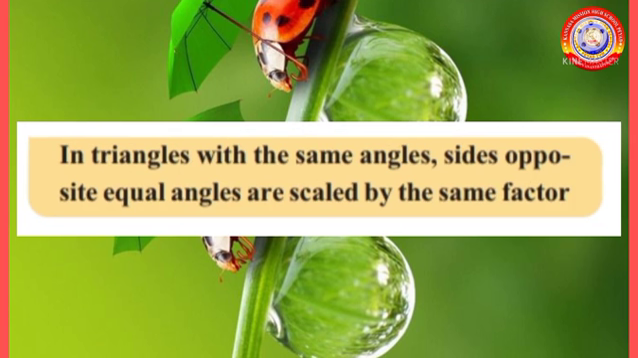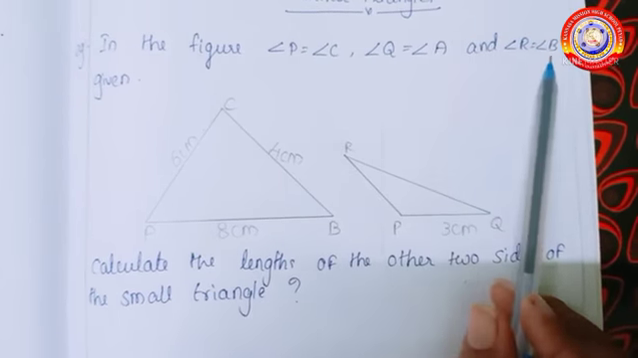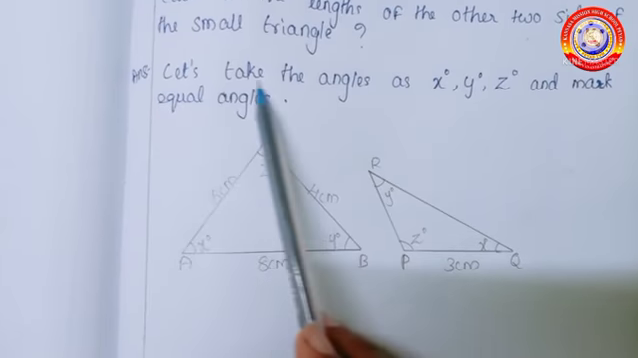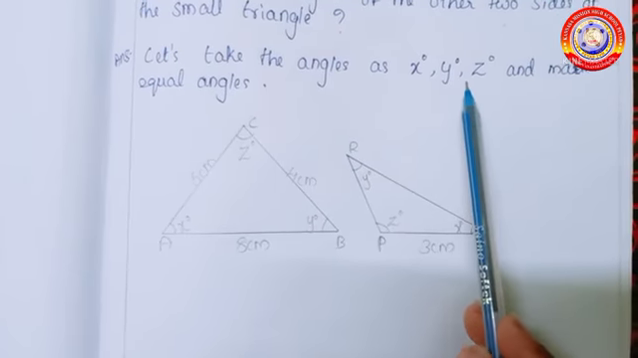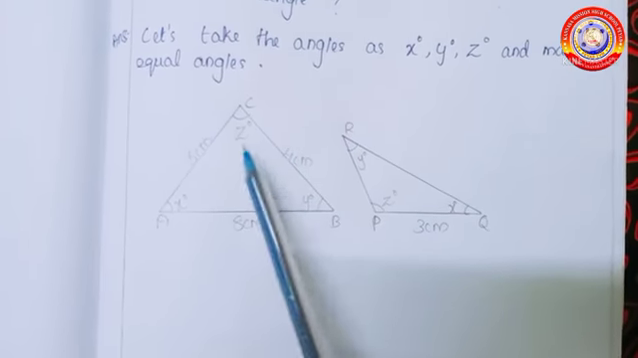Okay children, let's do an example. In the figure, angle P is equal to angle C, angle Q is equal to angle A and angle R is equal to angle B is given. Calculate the lengths of the other two sides of the small triangle. So here we want to find the other two sides of the small triangle. For that, let's take the angles as x degree, y degree, z degree and mark equal angles in both the triangles.